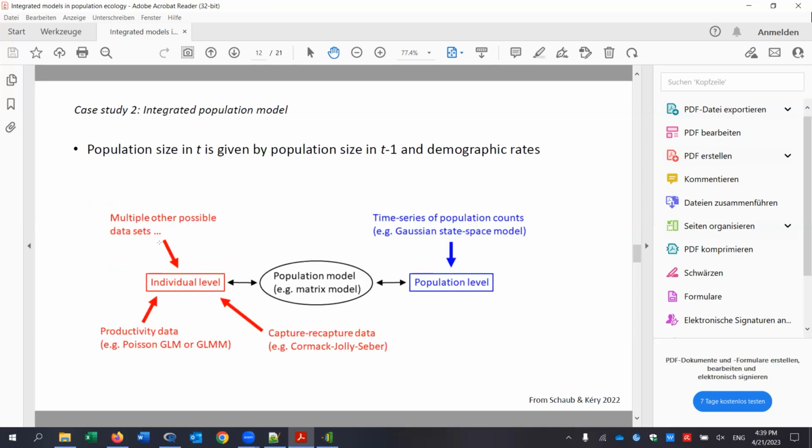Now, how do we do this? First comes a sketch of an integrated population model. There is a core part, which is the population model. Typically, this is an age-structured or stage-structured population model, which makes a link between population size and the demographic rates. Then we typically have data from the population level, time series of counts, and data sets from the individual level. Often capture-recapture data and productivity data, but there could also be other data sets. For example, radio tracking data can also be informative about survival.